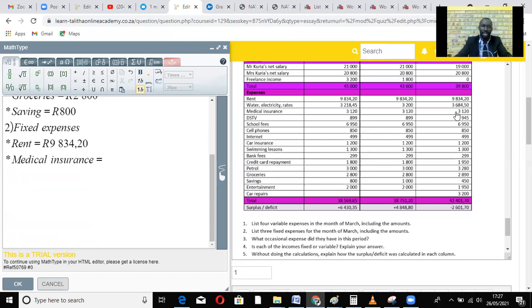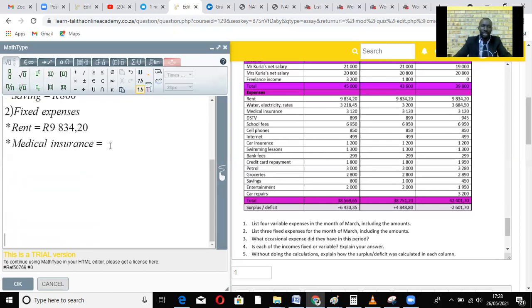Medical insurance remained the same, and so it's going to be considered a fixed expense. And so because of that, we say medical insurance, which cost what, by the way? Medical insurance costs 3,120. So there we go, 3,120. Well, we could go through and see some more items that actually did not change. Those are fixed expenses. There are a lot more items that we can check from here.